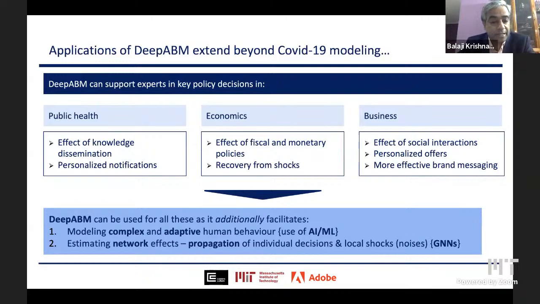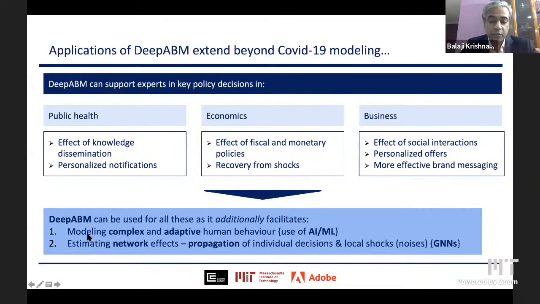In terms of economics, you can look at deep ABMs for modeling how the economy will recover from a shock like the current one. You can also look at ABMs for fiscal policy, monetary policy, and other such economic questions. In terms of business, you can use the deep ABMs to look at the effect of social interactions, to measure what would happen with personalized offers and how to conduct more effective brand messaging campaigns.